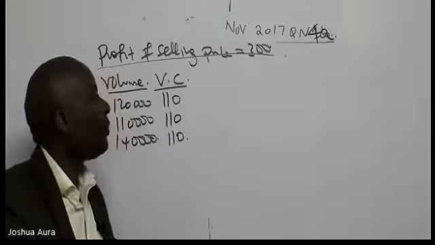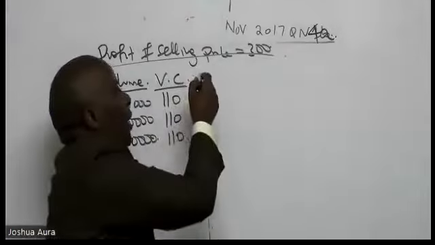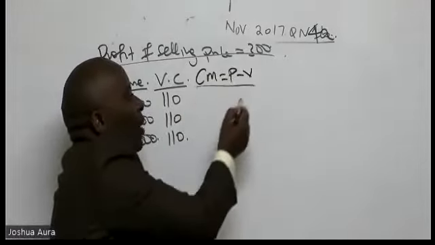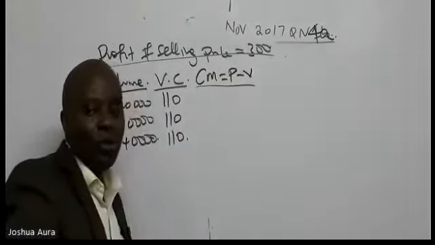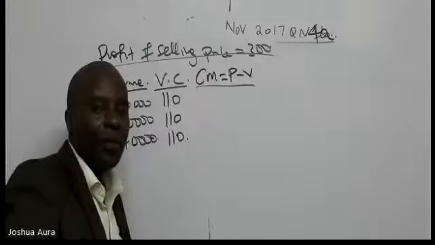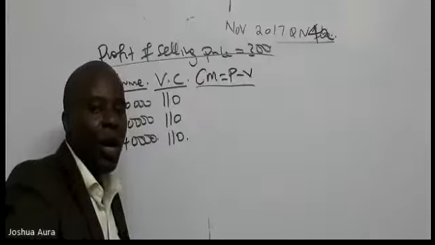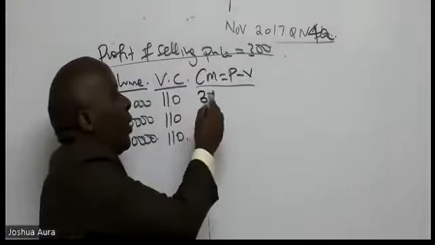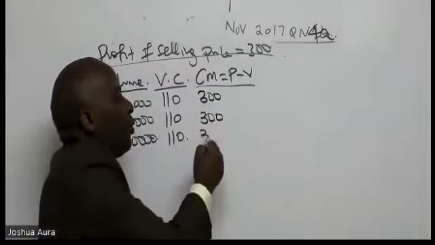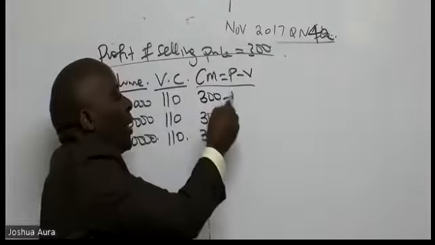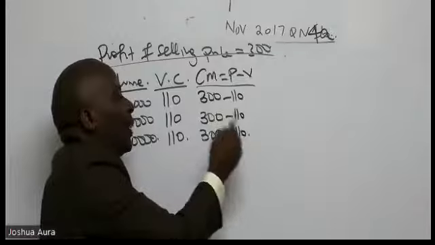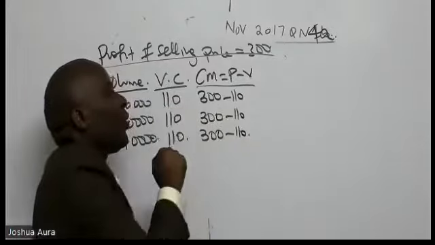So then, ladies and gentlemen, could you kindly come and create a column here for me of contribution margin? Remember, we are bright students. We know that contribution margin is selling price minus variable cost. In this case, the selling price for this table is 300 minus the variable cost like that.